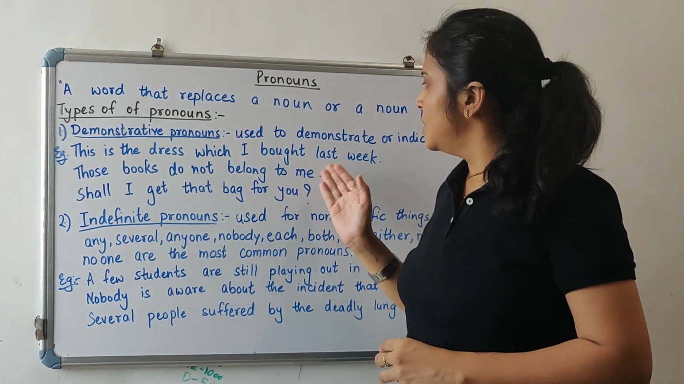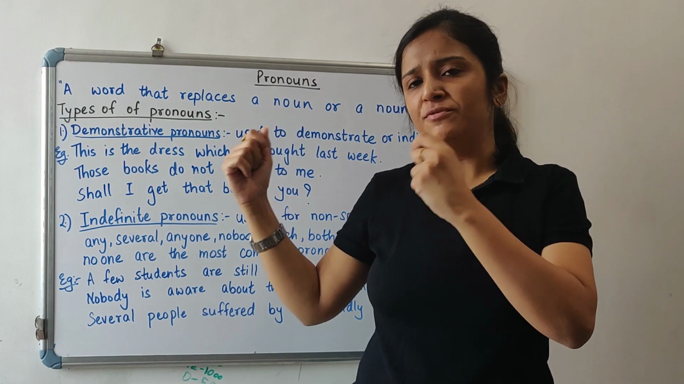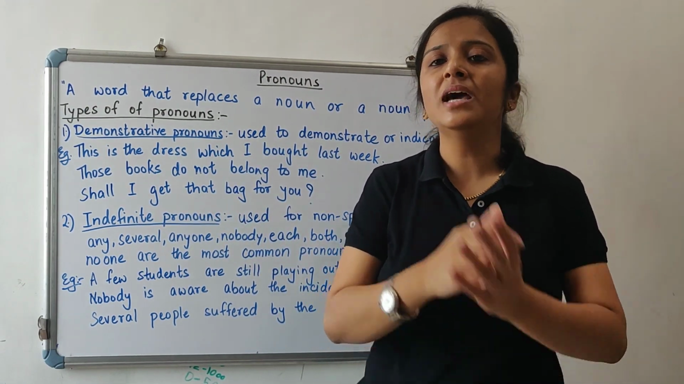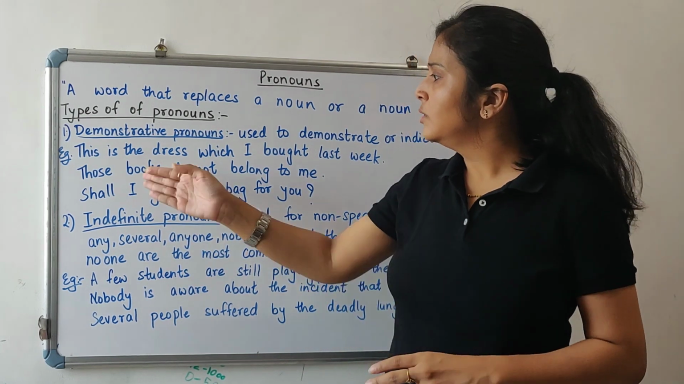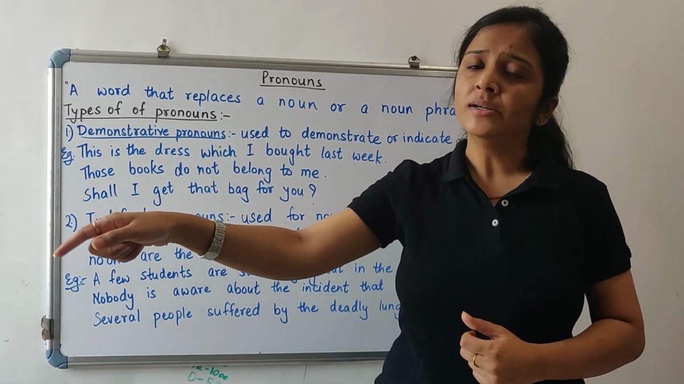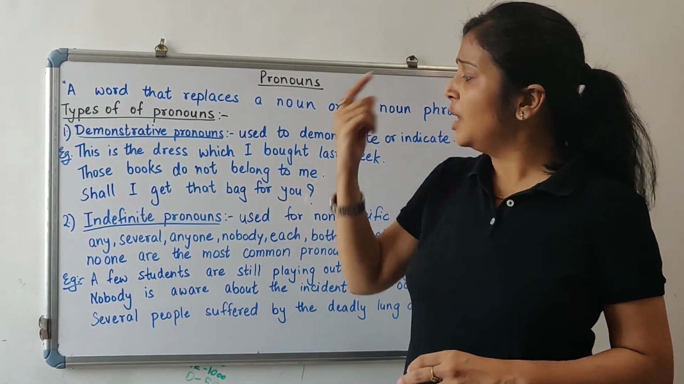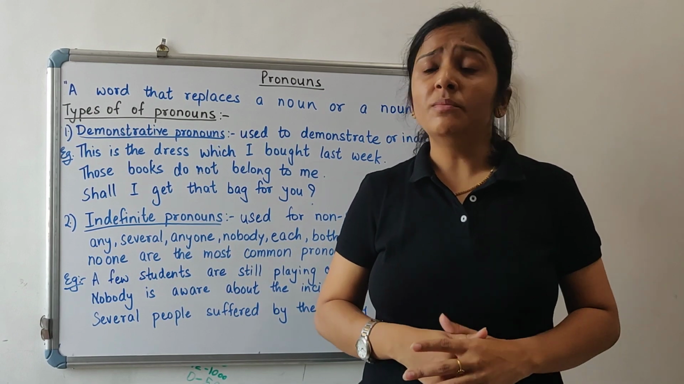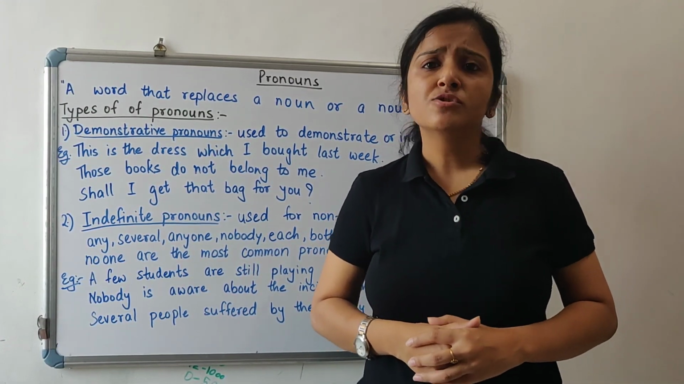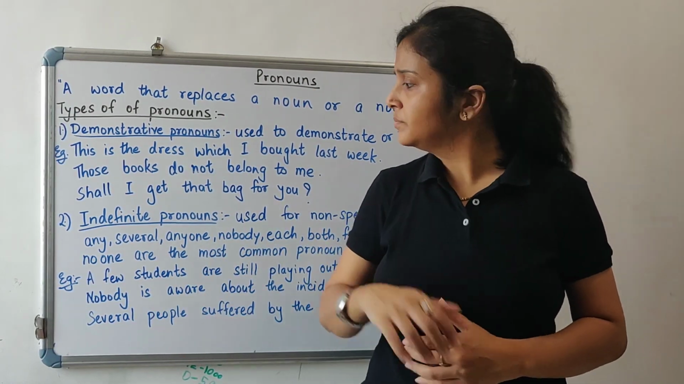Let's take the next example. This is the dress which I bought last week. So I am showing a dress to my friend or maybe my family and then I am telling them that this is the dress that I bought last week. Those books do not belong to me. So I am pointing out some books and I am telling that those books do not belong to me. Shall I get that bag for you? Probably somebody is liking a bag, so I am just asking, pointing to the bag, shall I get that bag for you?